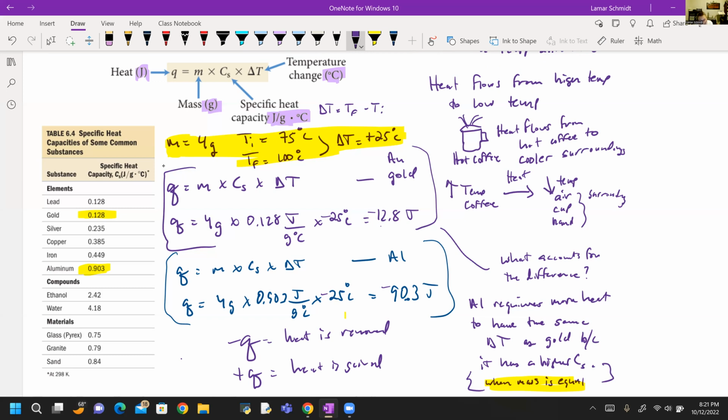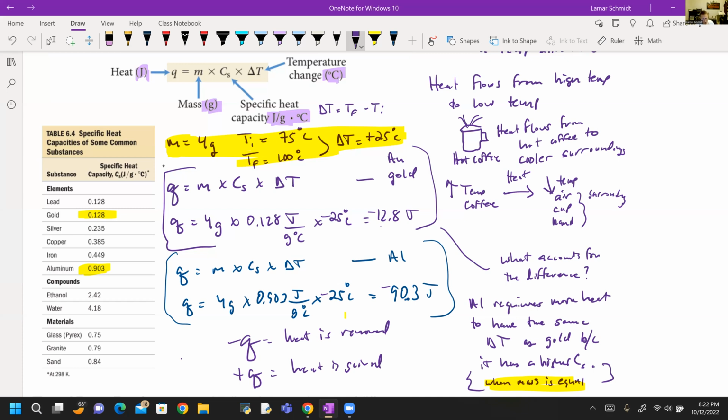Now, you cannot have a negative amount of energy. So that negative sign is not referring to a negative amount of energy. It's referring to the flow of energy out of something. And the positive would be the flow of energy into something. So if we say negative 12.8 joules is required for the gold, we mean that the gold would have to lose 12.8 joules of energy to its surroundings, or transfer 12.8 joules of energy to its surroundings, in order to have a temperature change of 25 degrees, in order to get cooler.